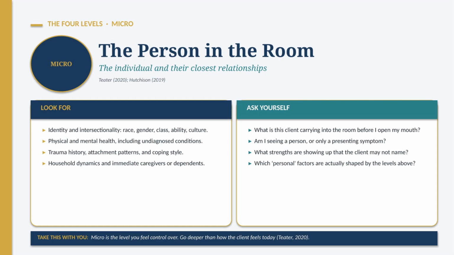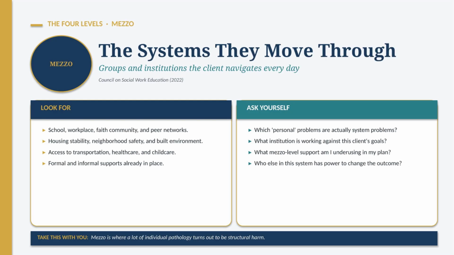Micro is where most new clinicians get stuck, and I understand why. It is the level where you feel like you have control, but go deeper than how is the client feeling. Micro includes biology, temperament, trauma history, identity, attachment, cognition, physical health, and the relationships inside the four walls of the home. Teeter, 2020, reminds us that even at the micro level, we are never looking at an isolated individual. We are looking at a person who is already shaped by every other level of their environment before they walk in the door.